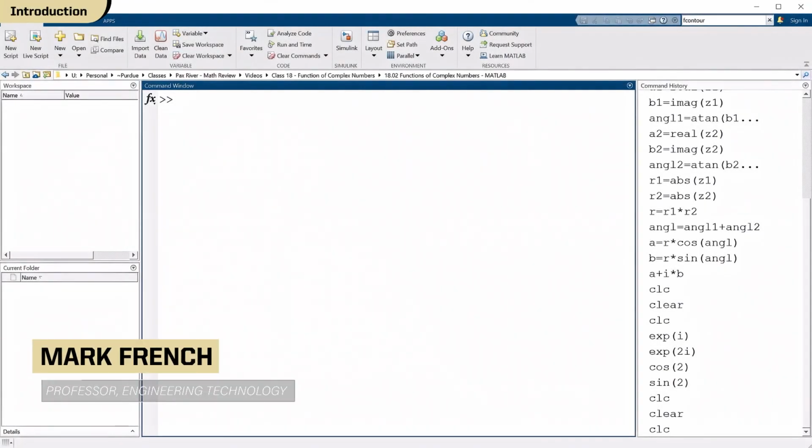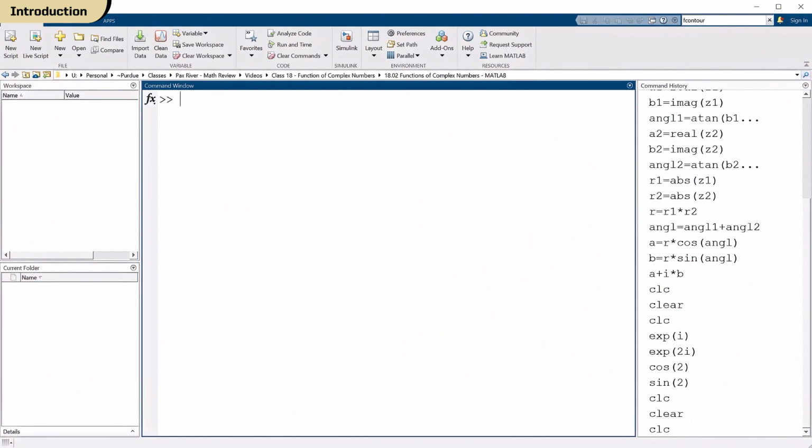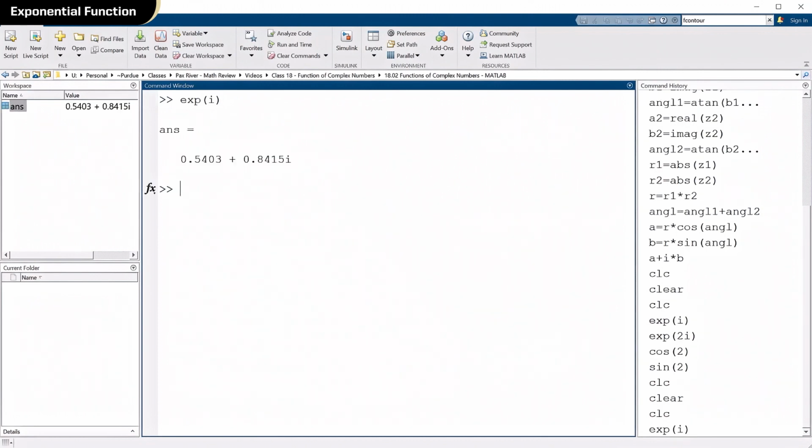All right, let's take a few minutes now to work through some of the complex functions in MATLAB. These are the ones we saw on the board in the last video. Let's start with an exponential function. Just simply, can you jam a complex number into the exponential? That is, can you raise e to the i power? Well, in concept, sure. e is a number, i is a number. I should be able to raise one number to the other one. And of course, there it is.